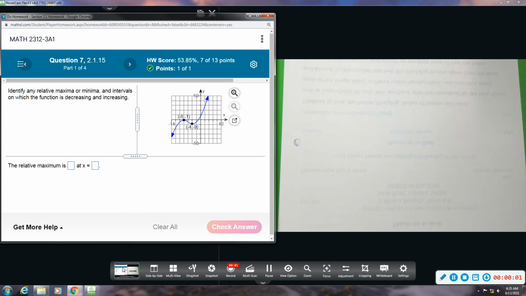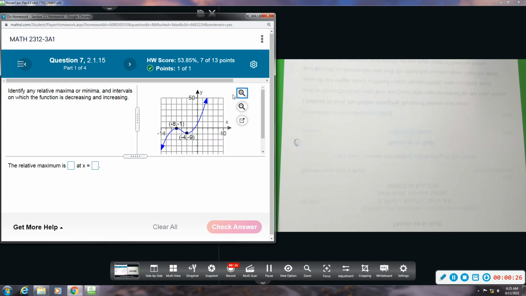All right, number 7, we're going to identify the relative maxima or minima and intervals on which the function is decreasing and/or increasing. As we look at this graph, we first want to find the maximum. We want to know what the maximum is and then where it is at. As you can see, the "at" says x equals, so that's the x coordinate. So the maximum would be a peak or a hill.